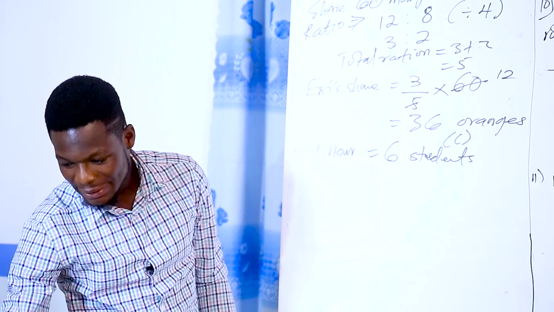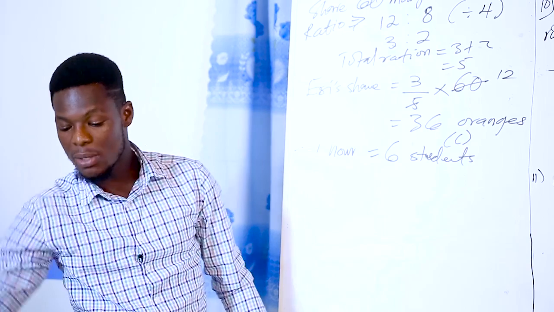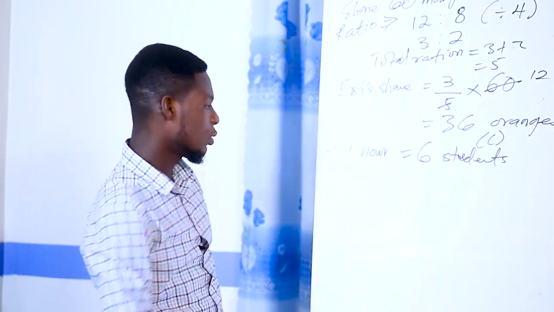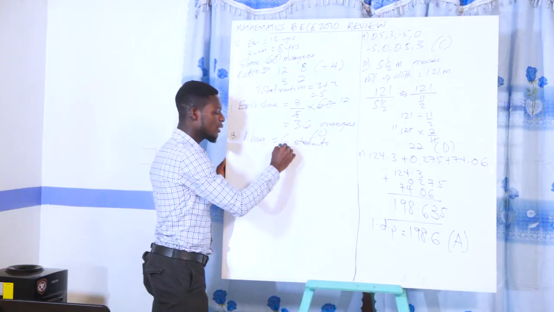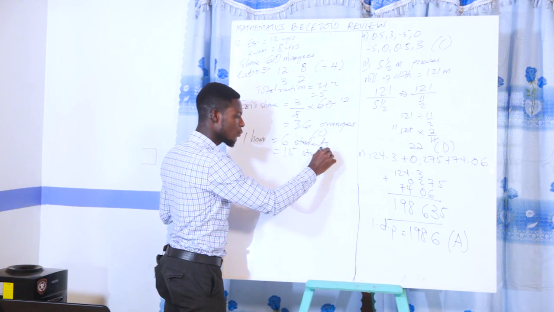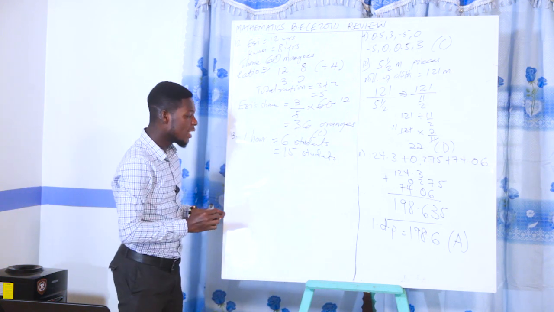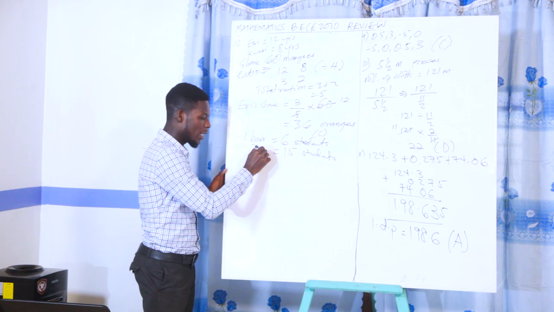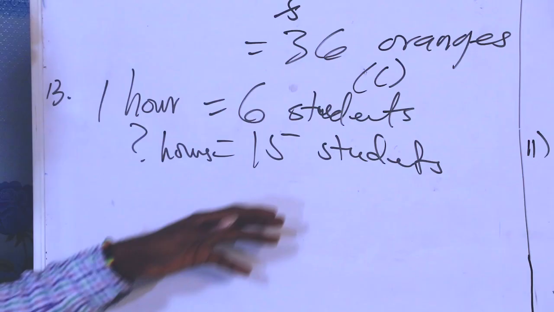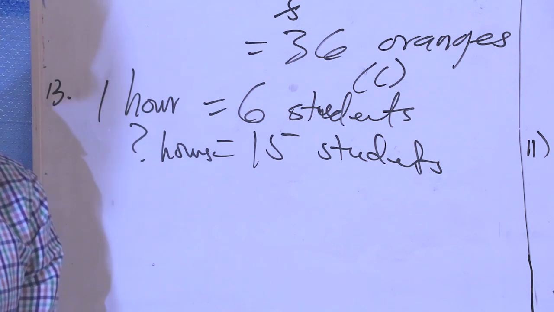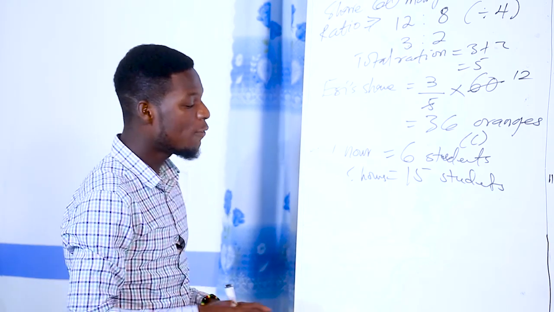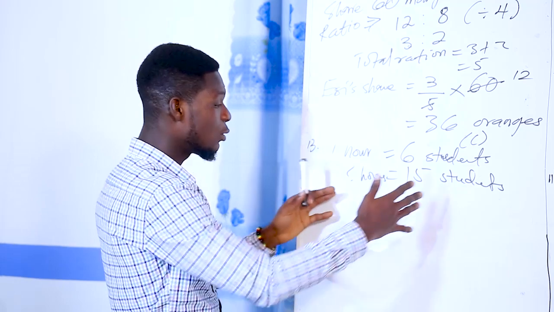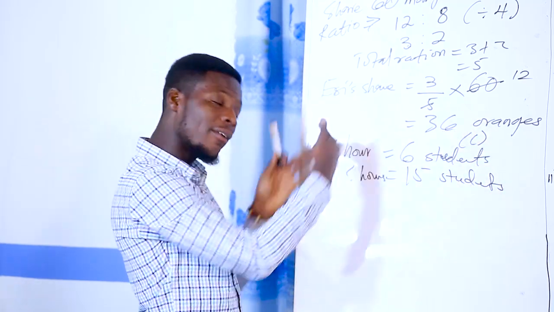The question then is, how long will it take 15 students to sweep the same compound? So now I'm increasing the number of students from 6 to 15. So 6 to 15, how many hours would I use? Or how many hours will be used by these 15 students to sweep the same compound working at the same rate? This is an indirect proportion question. So first, you have to write your ratio right. So let's bring the points given at the right hand side.